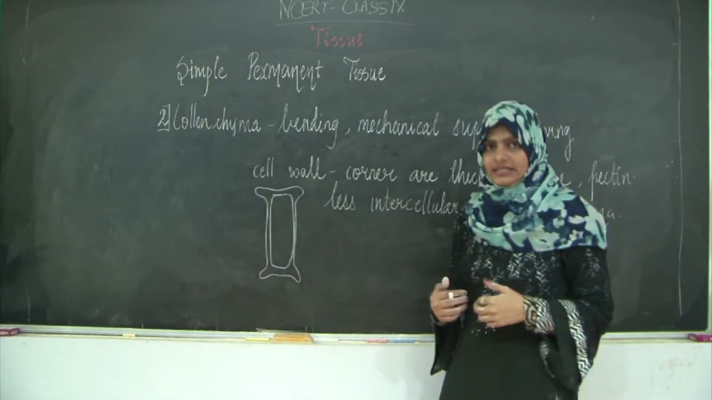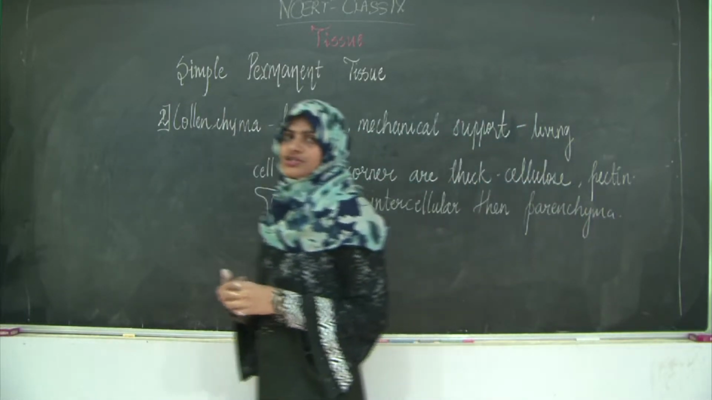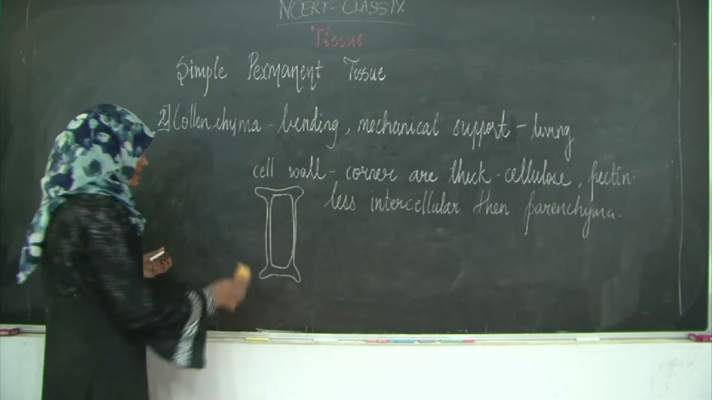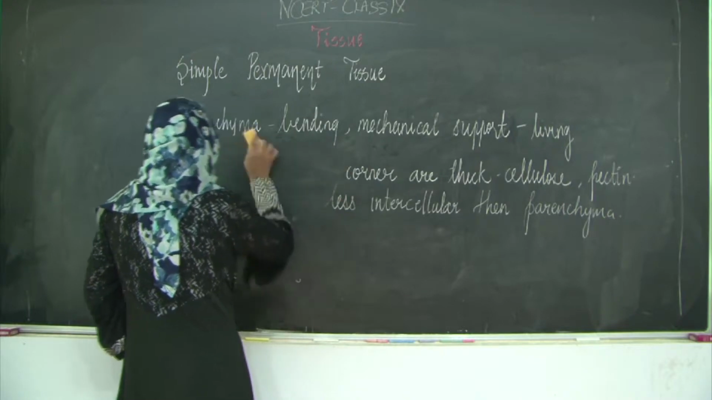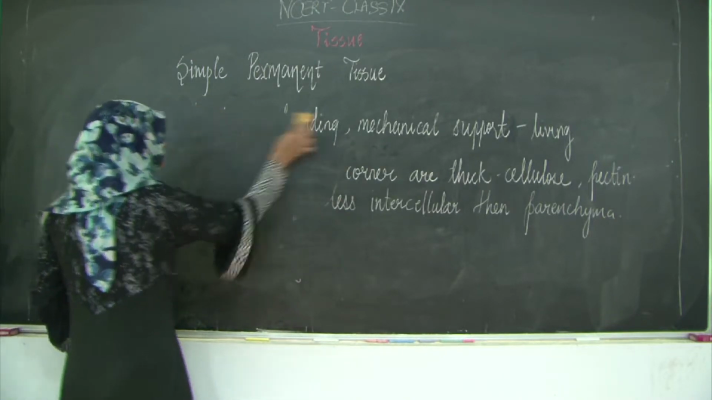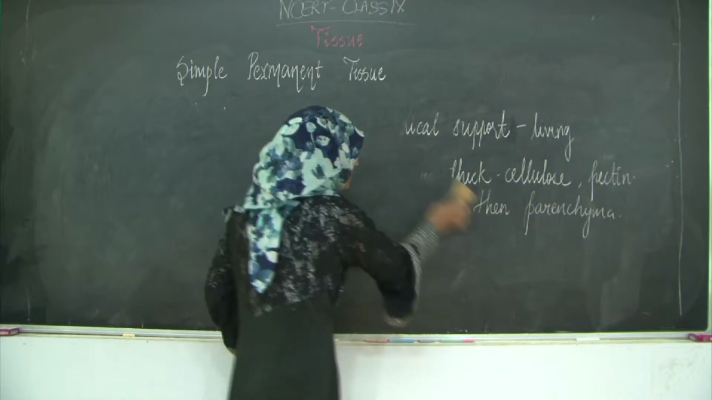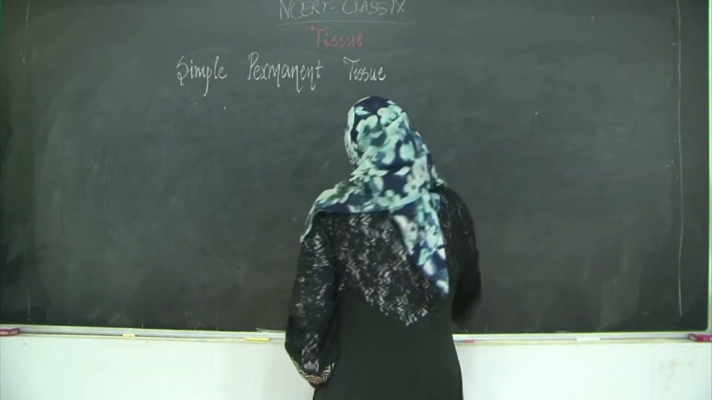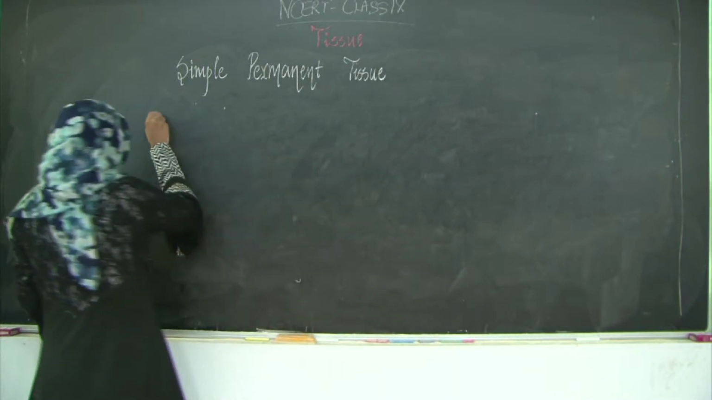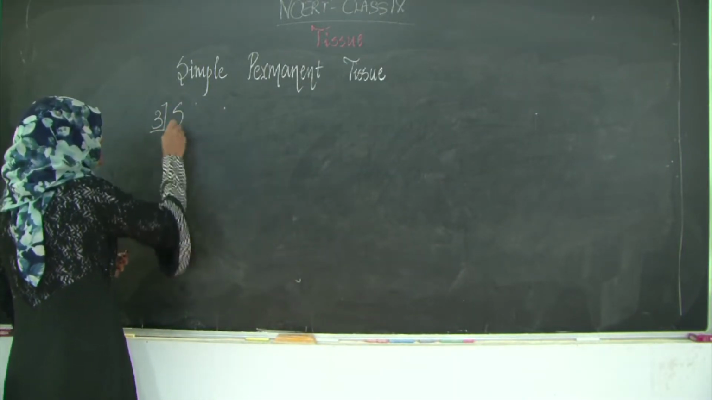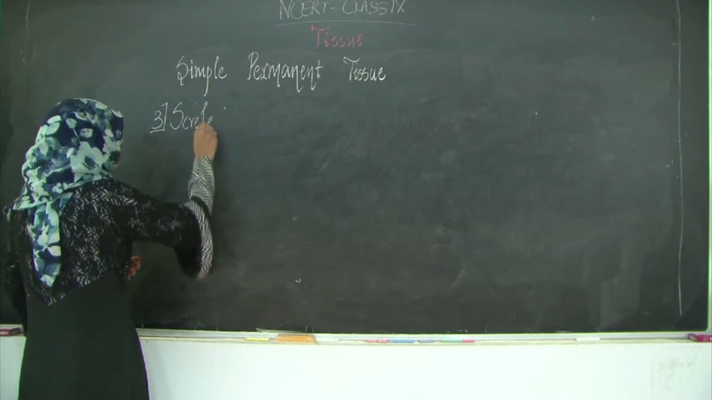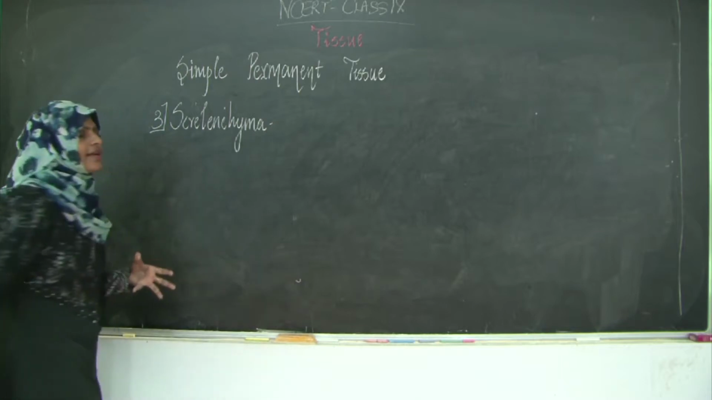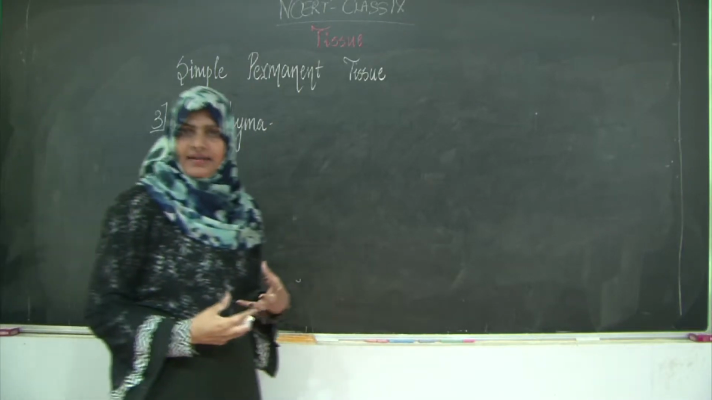Let us go to the next and the last type of simple permanent tissue, your sclerenchyma. Now the first one was living and present where? For packaging. The second one was present wherever you require bending. This third type of simple permanent tissue is actually a tissue which is dead. Okay, and when something is dead, it becomes hard.